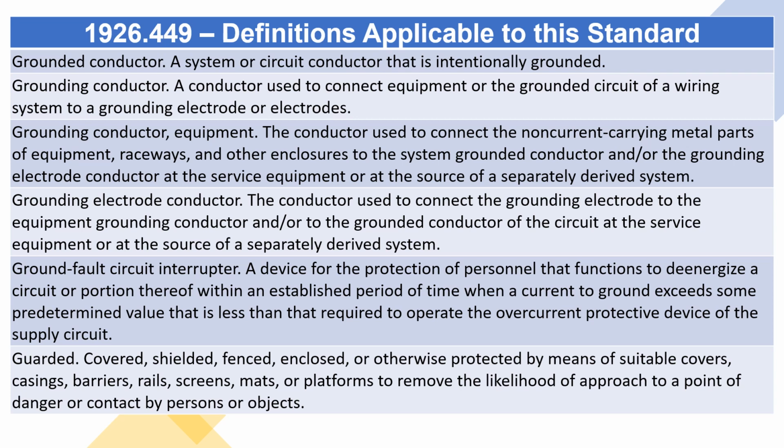Ground fault circuit interrupter. A device for the protection of personnel that functions to de-energize a circuit or portion thereof within an established period of time when a current to ground exceeds some predetermined value that is less than that required to operate the overcurrent protective device of the supply circuit. Guarded. Covered, shielded, fenced, enclosed, or otherwise protected by means of suitable covers, casings, barriers, rails, screens, mats, or platforms to remove the likelihood of approach to a point of danger or contact by persons or objects.